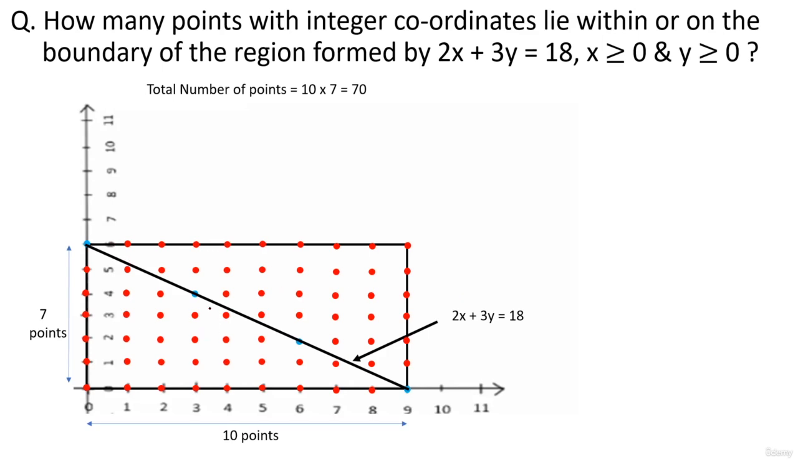Now, on this rectangular array of 70 points, I noticed that if we observe the line 2x plus 3y equals 18, there are exactly 4 points which I have drawn in blue. I will again highlight them. These 4 points lie exactly on this line 2x plus 3y equals 18, right? If you remove these 4 points, whatever is left is a symmetric system, or basically an equal distribution of all the remaining points.